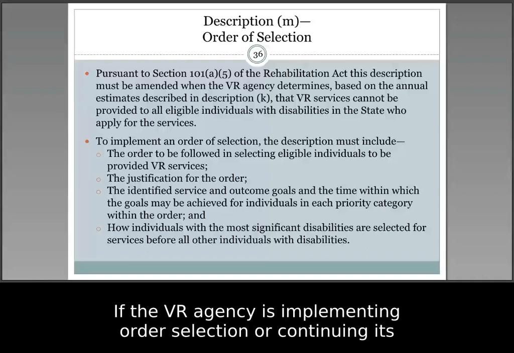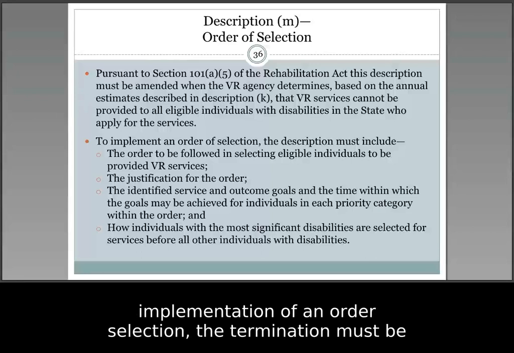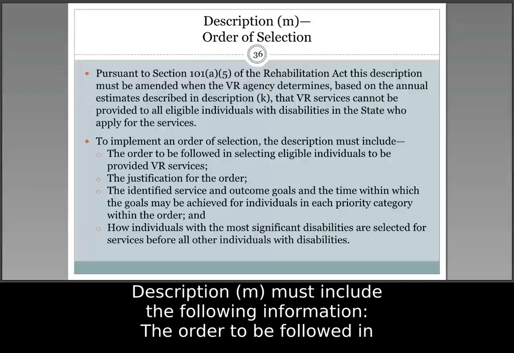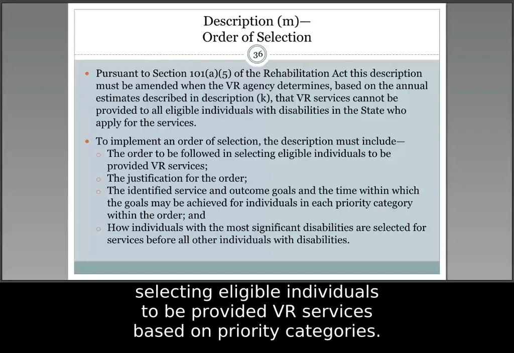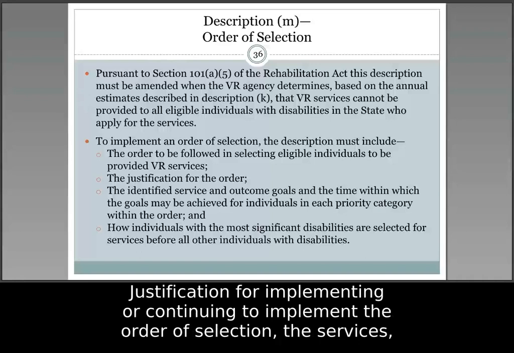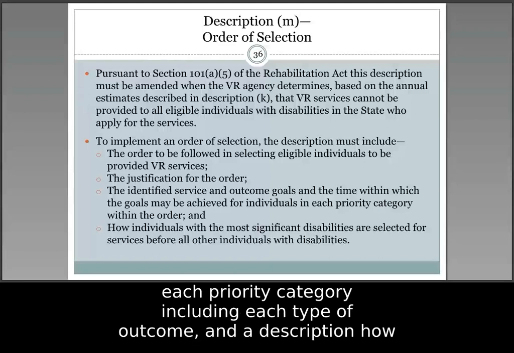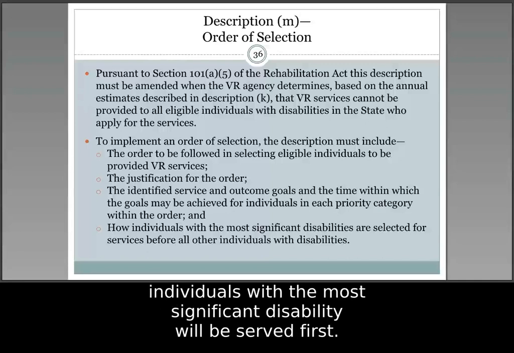If the VR agency is implementing order selection or continuing its implementation of an order selection, the determination must be supported by analysis provided under Description K, annual estimates. Description M must include the following information: the order to be followed in selecting eligible individuals to be provided VR services based on the priority categories, justification for implementing or continuing to implement the order of selection, the services and outcome goals, and the time the goals may be achieved for each priority category, including each type of outcome, and a description how individuals with the most significant disability will be served first.